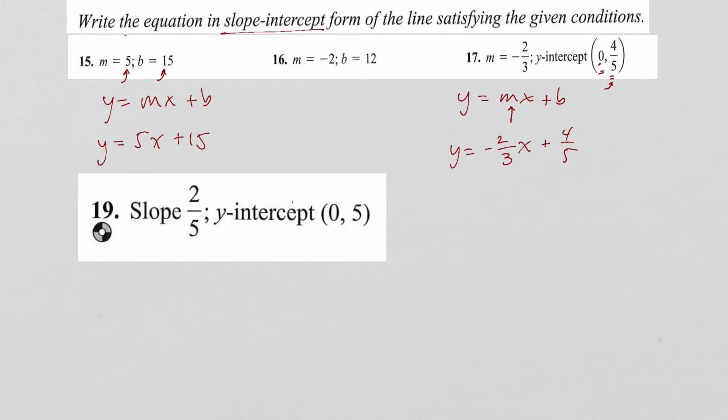Okay, for this, again, we'll start with y is equal to mx plus b. Here's our m. And this is the y value when x is 0, so this is our y-intercept, so plus 5. And that's it.